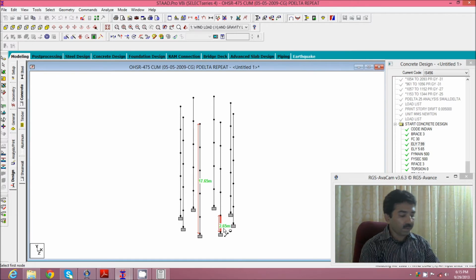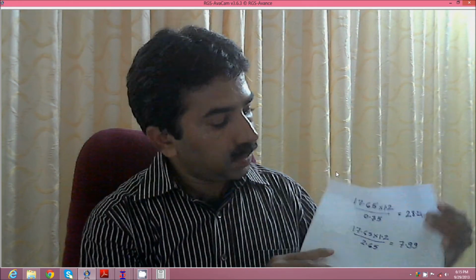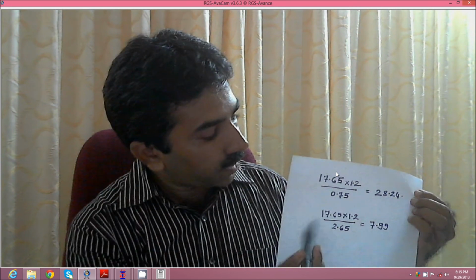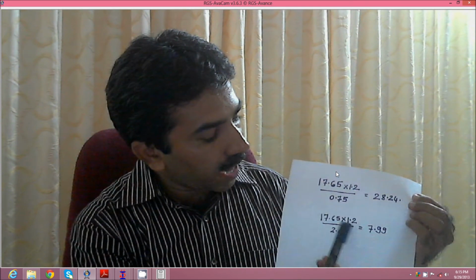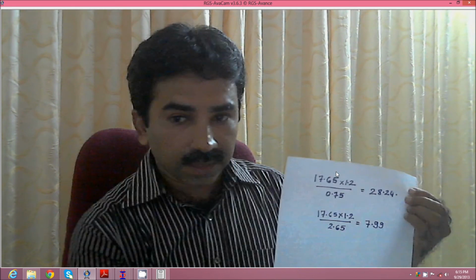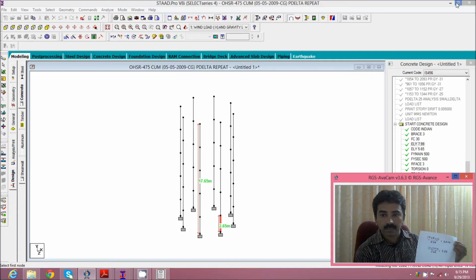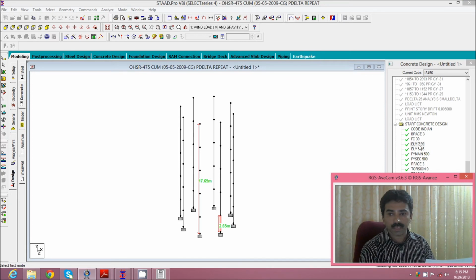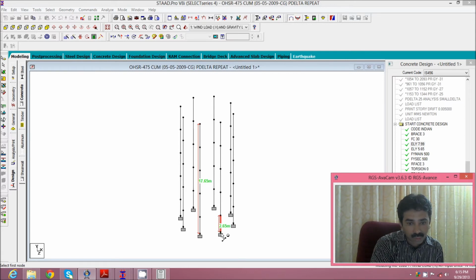So this is the way we have got it. It's something like this. Effective length divided by actual length will give us 7.99, and that 7.99 we have given it here. Now the question may come, why 7.99? Why should this actual length be 2.65? Why can't it be still longer, or maybe from here to here?